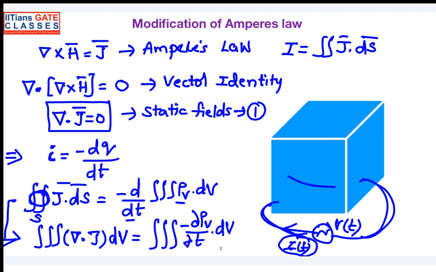Up to this, any questions you have? In static fields, the divergence of your current density is equal to 0. But when you are going for time varying fields, what are you getting? The divergence of the current density is equal to the rate of change of the volumetric charge. So there is an equation change. Whenever this equation changes, your Ampere's law also correspondingly has to be modified, right? In case of static fields, the divergence of the current density is 0.